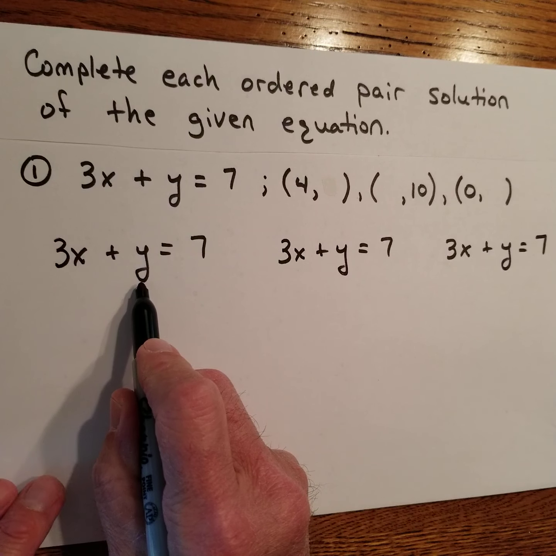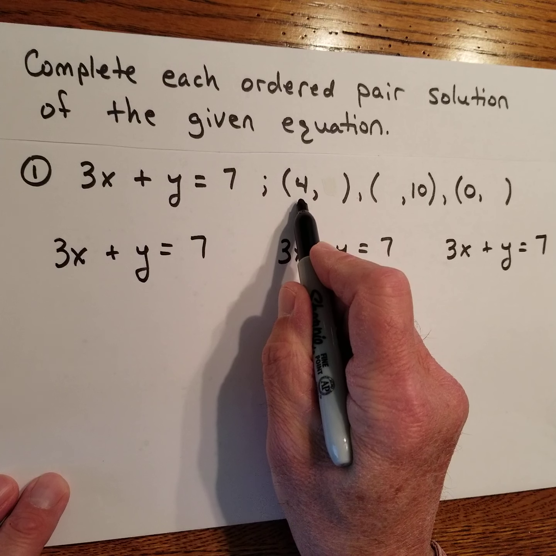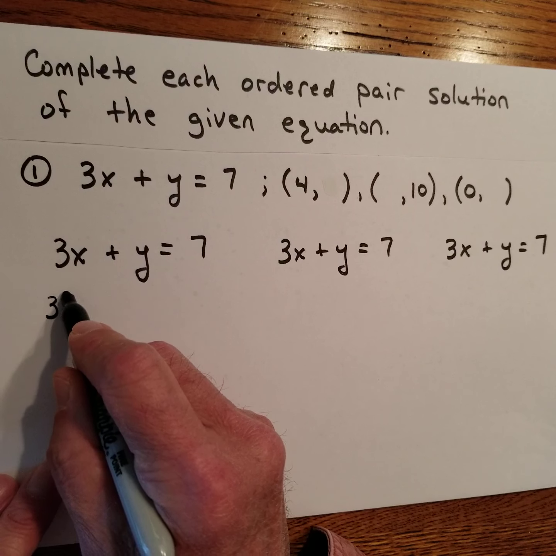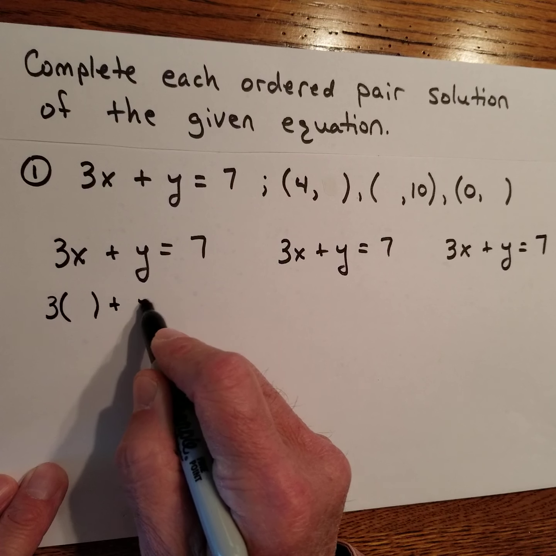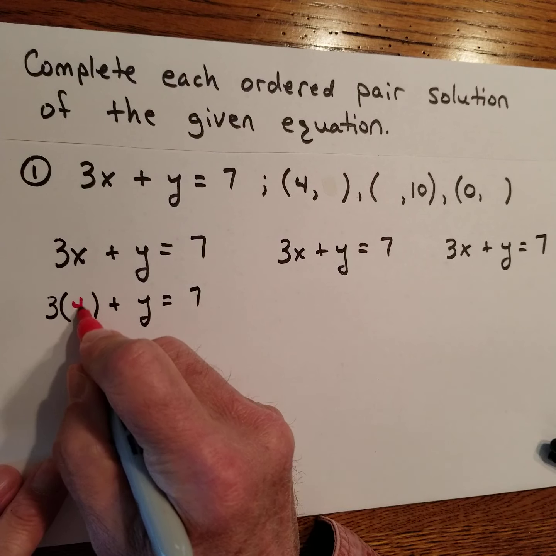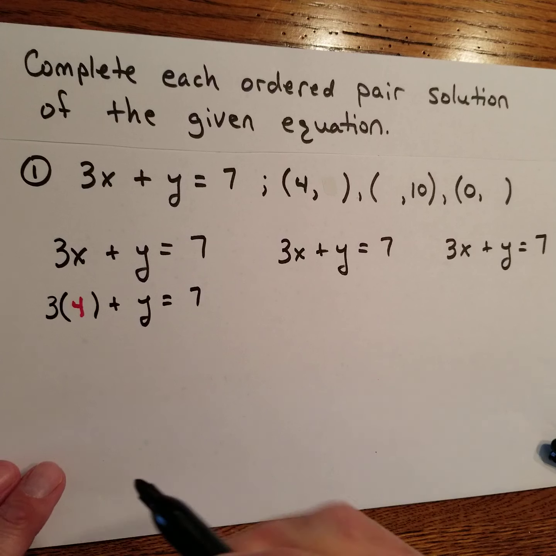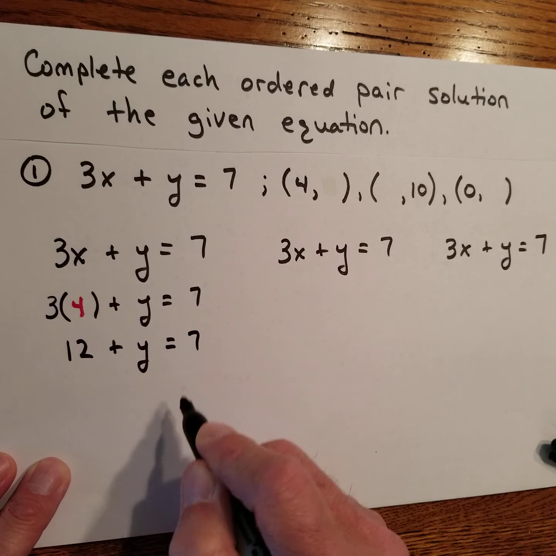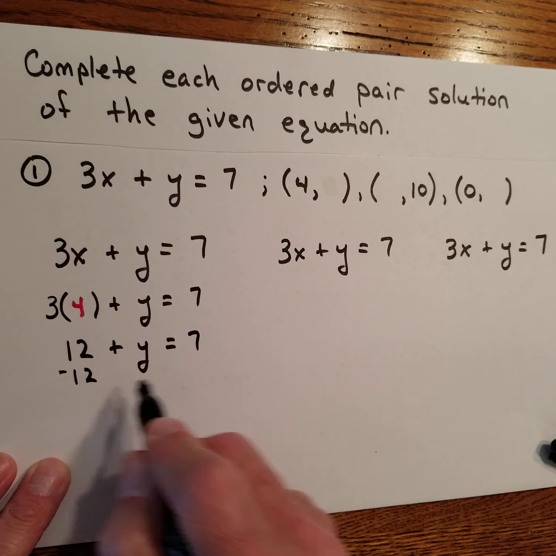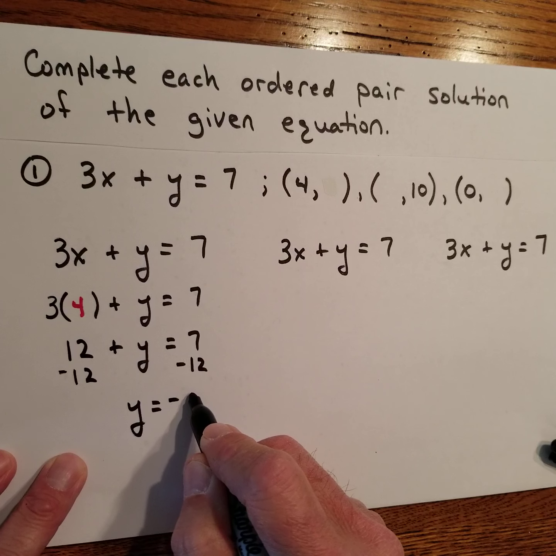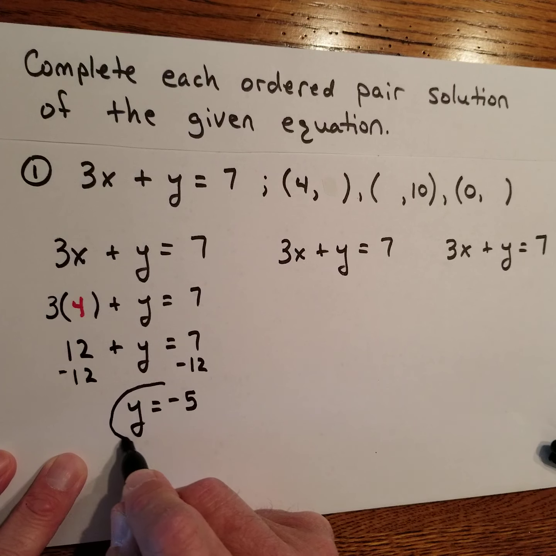The first time I set it up, I'll let X be 4 and I'll find Y. We'll plug in for X and we'll find Y. What am I plugging in for X? I'm plugging in 4 for X. Now solve that for Y. 3 times 4 is 12. And if I get Y by itself, 7 minus 12 is negative 5.